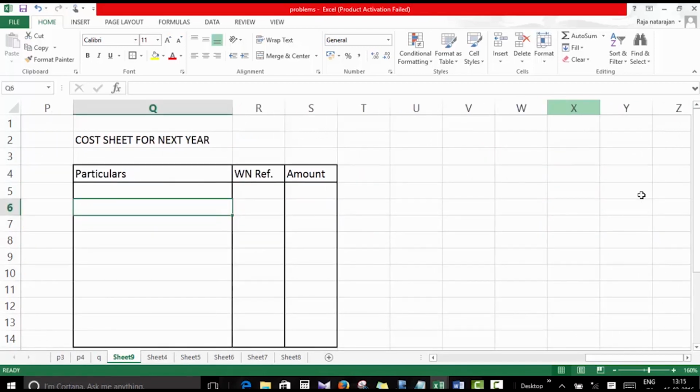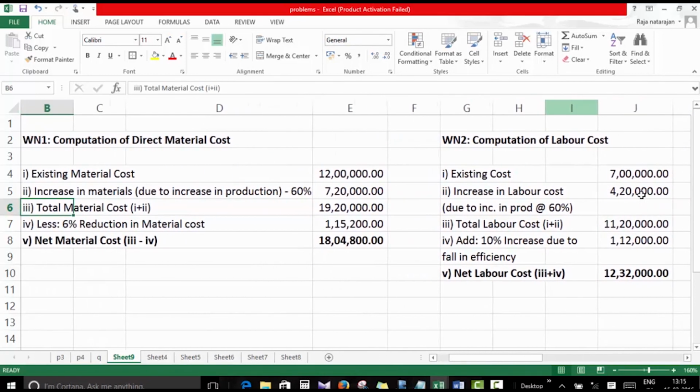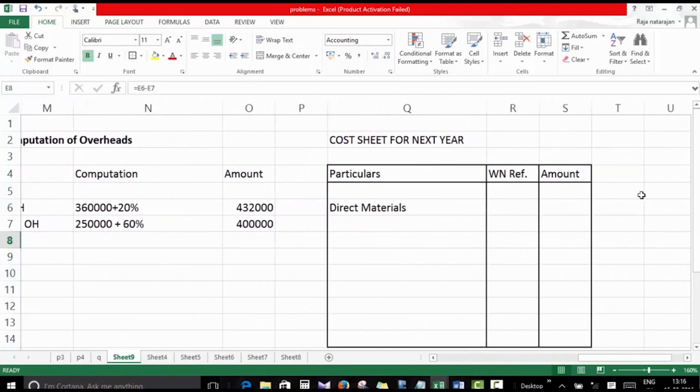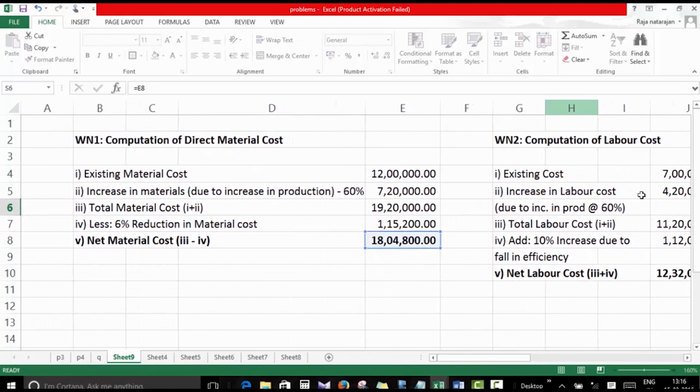Here let us have that cost sheet. So the structure is ready. Let's capture one by one. The first one is direct materials. Let's go back to our working note 1. We'll give a working note reference as well. We have to pick up from working note 1. The amount is 18 lakh 4,800. So we'll make a reference of working note 1, and the amount is 18 lakh 4,800.